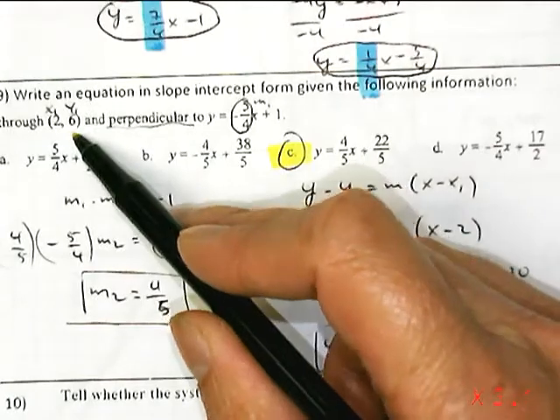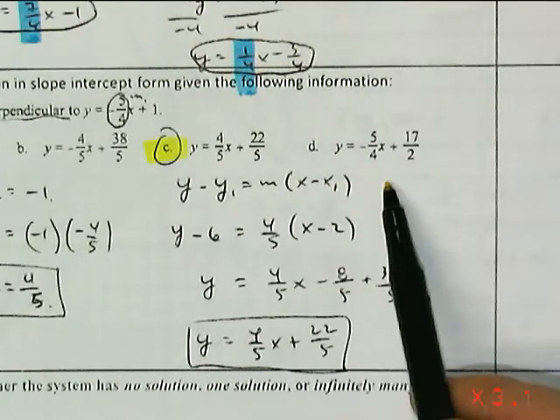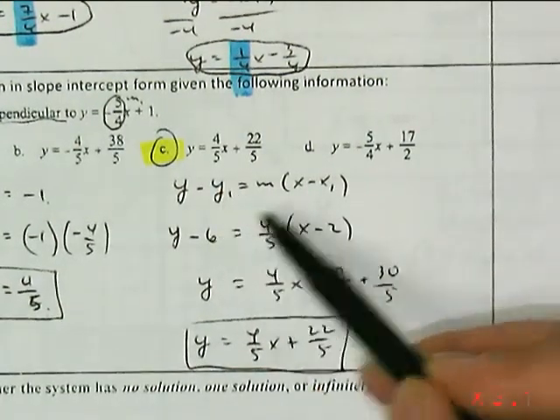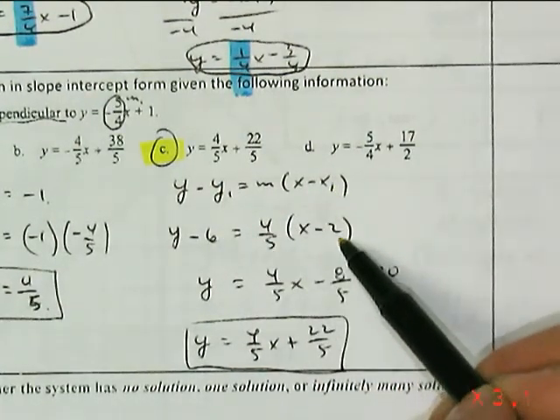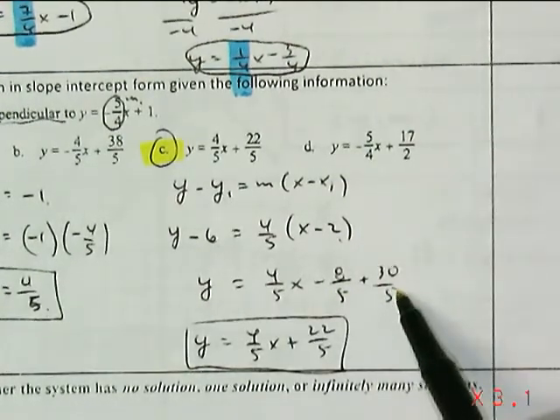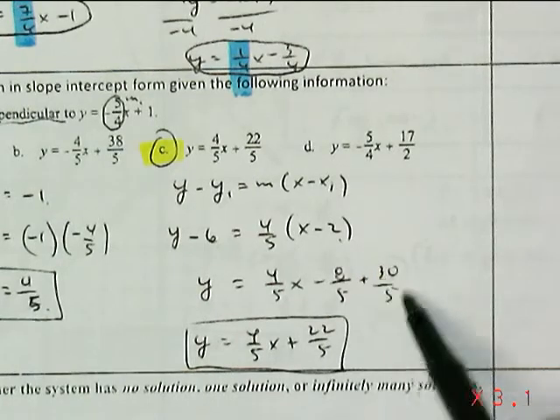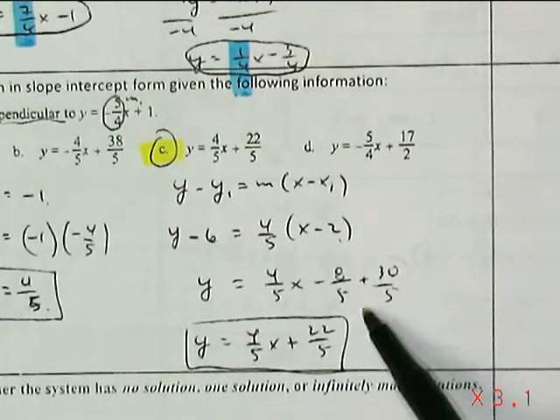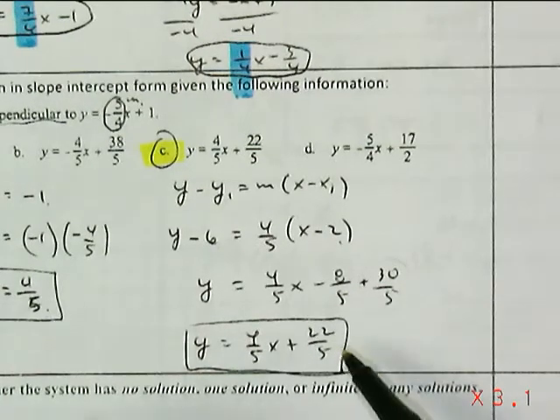Now I just take the other point, so I have a point and I have a slope, and then I can just put that into point-slope form. Slope is 4/5. My y1 value is 6. My x1 value is 2. I'll distribute there. I'll add 6 to both sides. Here's my 6. The reason why I changed it to 30/5 is because I'm going to have to add it to the other constant, negative 8/5, which gives me 22/5, and that's their choice, C.